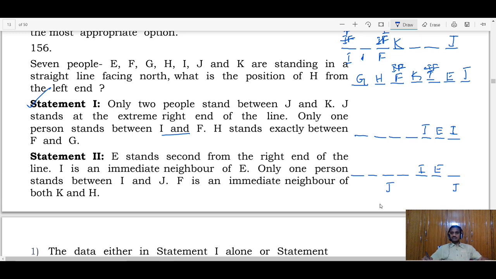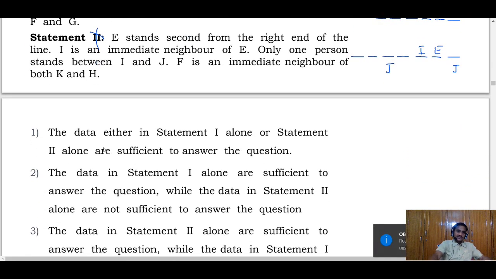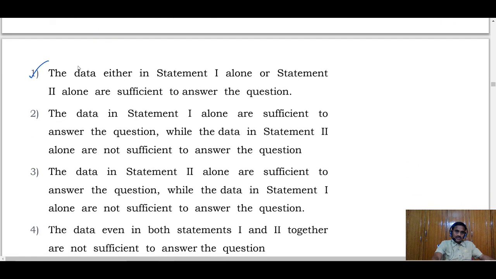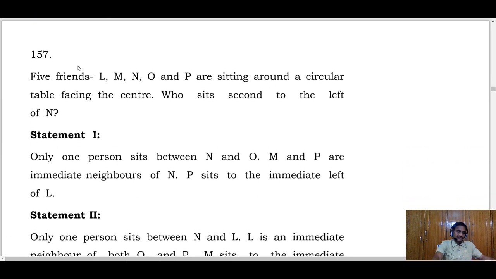F is an immediate neighbor of both K and H. F is here, suppose, then H here, and K or H here. F is an immediate neighbor of both K and H. Now in this one also we are having more possibilities. So it is not sufficient. As one alone is sufficient, then what is your answer here? Choice 1 is the answer. Okay, one alone, choice 1. Now question number 156, choice 1 is the answer.